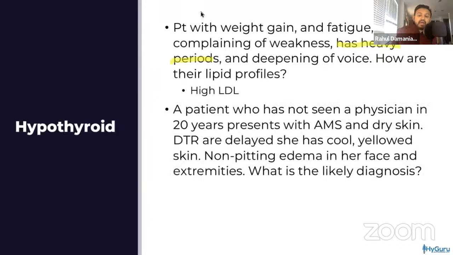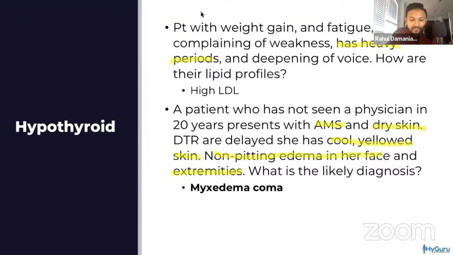A patient who has not seen a physician in 20 years presents with altered mental status and dry skin. Deep tendon reflexes are delayed, and she has cool yellowed skin. She has non-pitting edema in her face and extremities. What's the likely diagnosis? Now, the not seeing a physician in many years indicates that the patient may not have had the appropriate screening or checkups. And so this is going to be mostly related to myxedema coma.